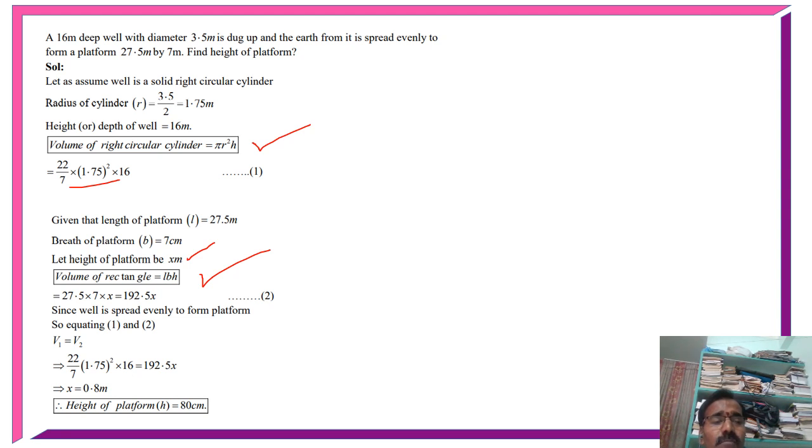Substitute the LBH form and equate: 22 by 7 into 1.75 whole square into 16 equals 192.5 x. From 1 and 2, we need to transpose this side and simplify, and you get 0.8 meters. Convert into centimeters, 0.8 into 100, that is 80 centimeters. Here do the cancellation in your own way. We simplify and get 0.8 meters, because every value is given in meters, convert into centimeters by multiplying by 100.